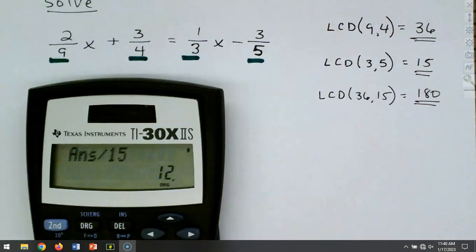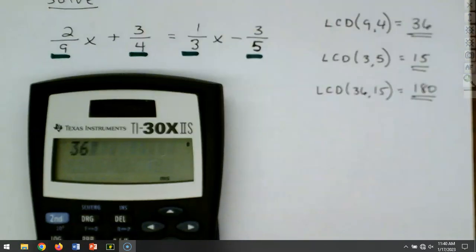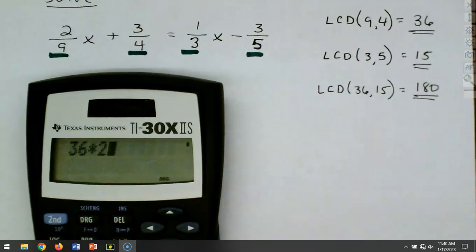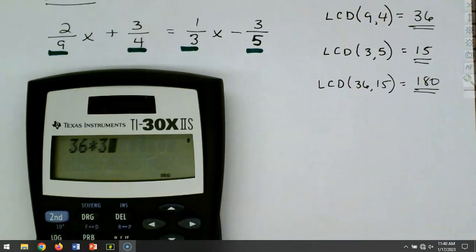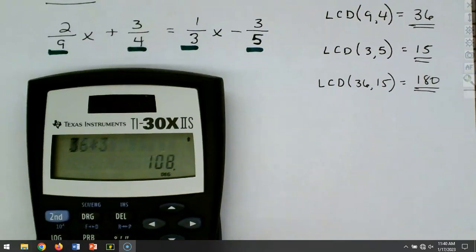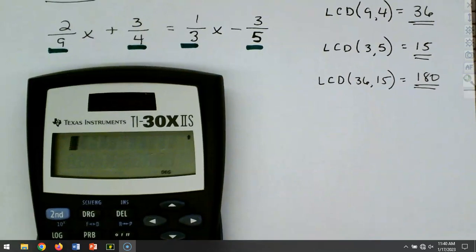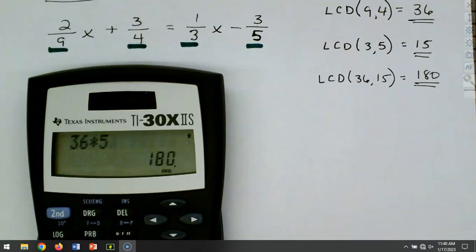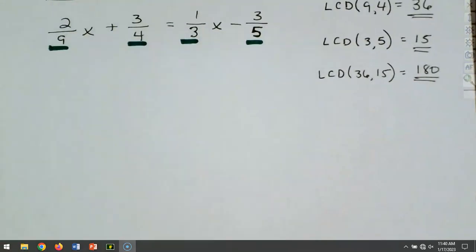180. Again, how did I do that? I started with a 36. And I said 36 times 2, 72. Doesn't go into 15. 36 times 3, 108. Doesn't work. 36 times 4, 144. Doesn't work. But 36 times 5 is 180, and that does work, right? So what's the least common denominator? 180.